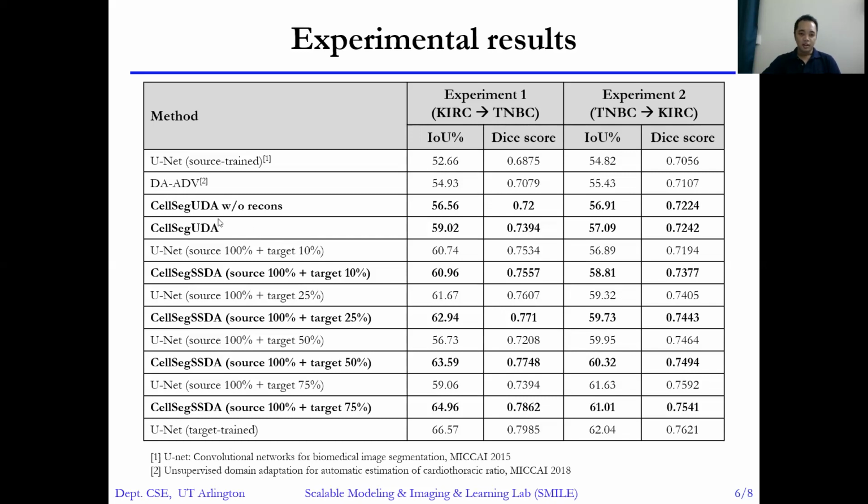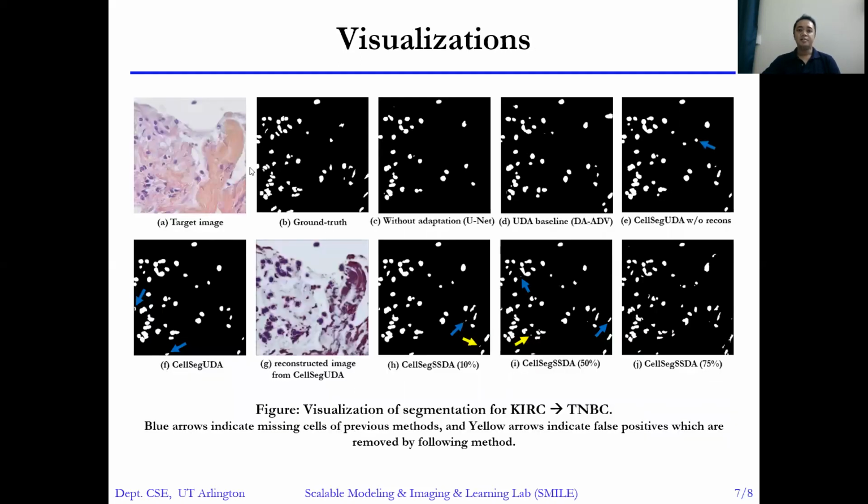performance. And we can see that as we have more labels available from the target domain, our semi-supervised domain adaptation gives better results. And finally, it becomes very close to the upper bound. Here is a visualization from our first experiment.